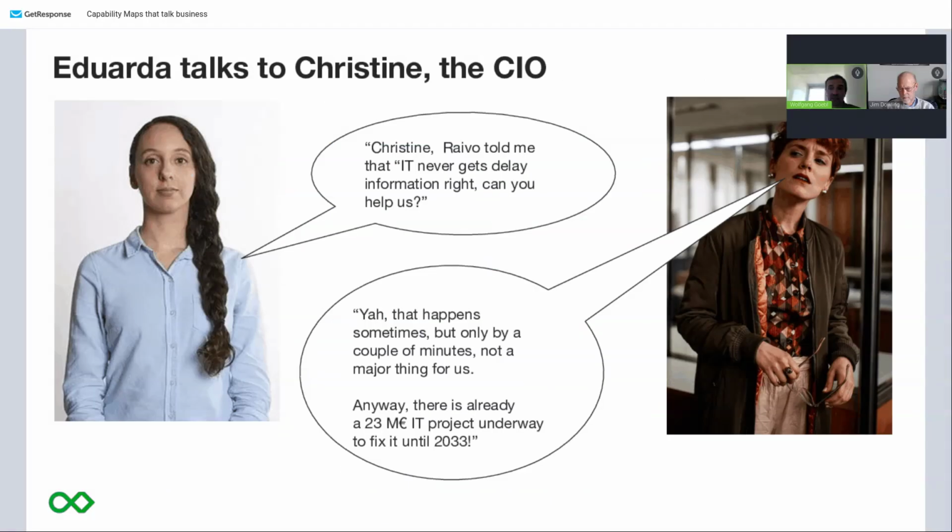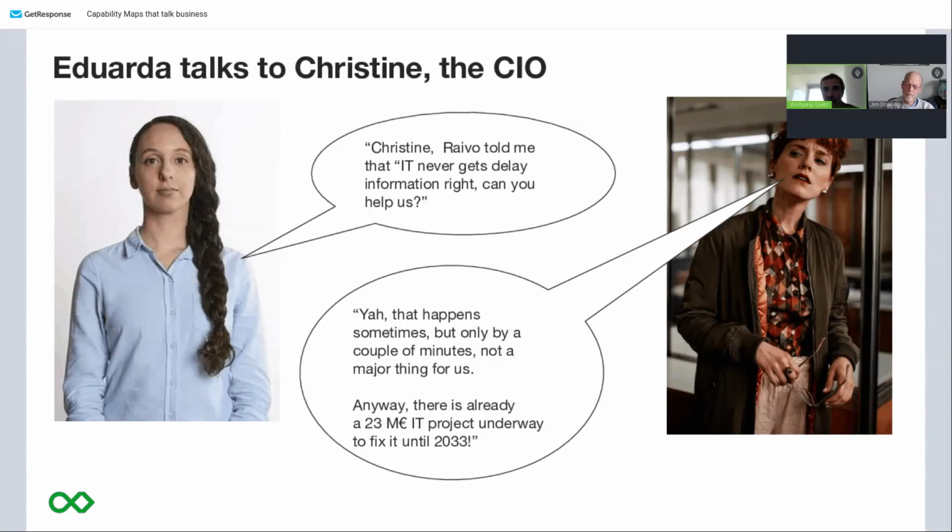And with this information, she goes back. She talks to Christina first, because we never get delay information right. Can you help us? Now she goes to the CIO, to the IT people, and she gets a funny answer, right? "That happens sometimes, but only for a couple of minutes. That's not a big problem." Maybe not for the IT department, but for the passengers. Anyway, there's already a 23 million IT project underway to fix it until 2033.